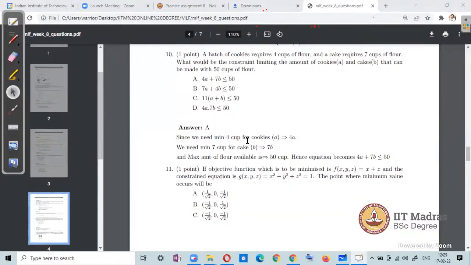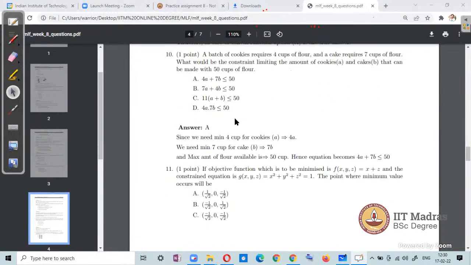Since we need a minimum of 4 cups for cookies, we represent cookies with a variable, so it is 4a, and a minimum of 7 cups for cake. Cake is represented with the variable b, so 7b. Since the total amount of flour available is 50 cups, in any case the combination 4a plus 7b should be less than or equal to 50. So that will be our constraint equation.